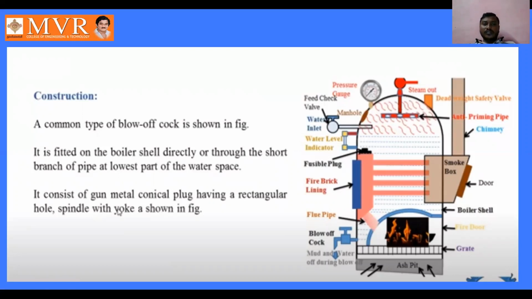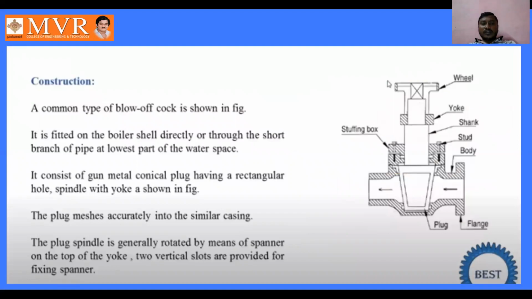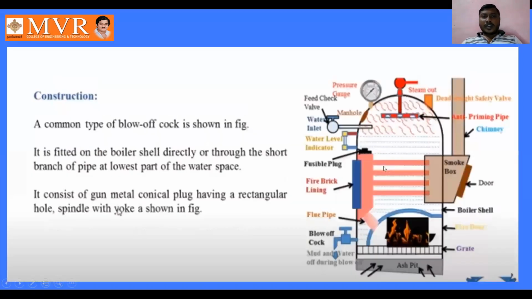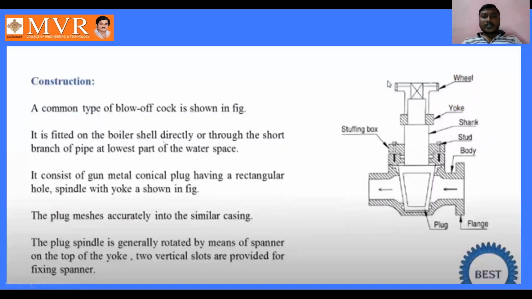By using this blow off cock, I am showing where the blow off cock is located in the boiler shell. Coming to the construction, it consists of a gunmetal conical plug having a rectangular hole, and a spindle with yoke as shown in the figure. Coming to the blow off cock, a common type is shown in the figure here.